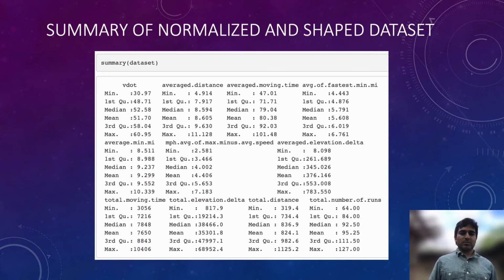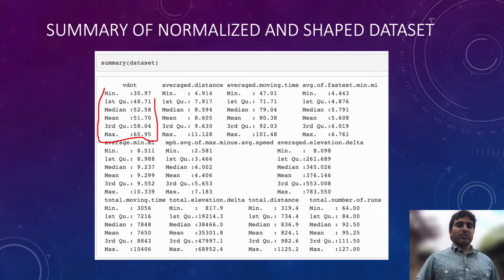This slide is a summary of my data set, and you can see the VDOT information. You can see there's a minimum of 30.97 and a maximum of 60.95, which correspond to my slowest and fastest marathon respectively.